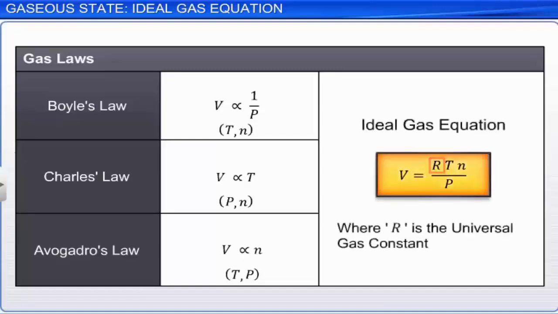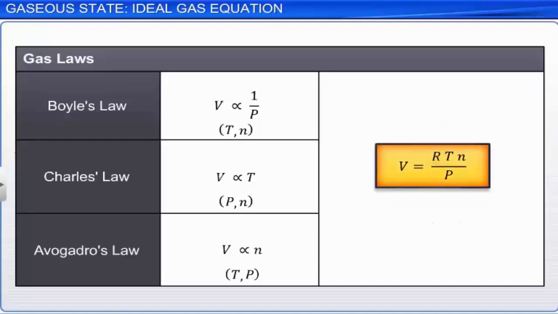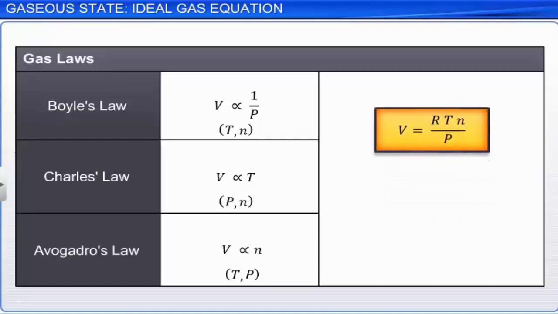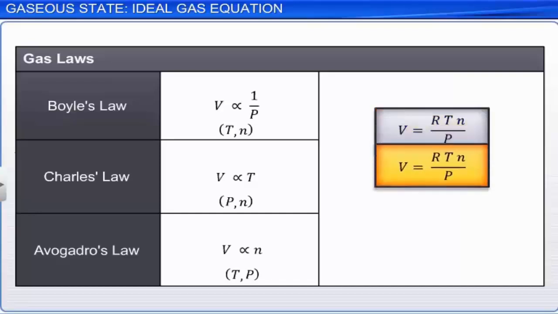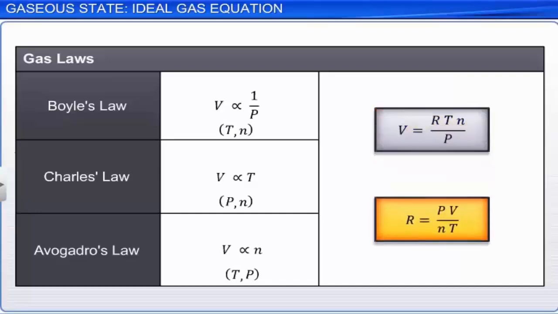To find the value of R, we need to rearrange the equation and substitute appropriate values of P, V, N and T.